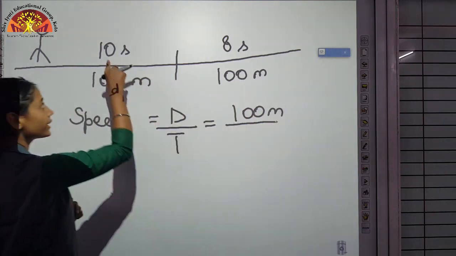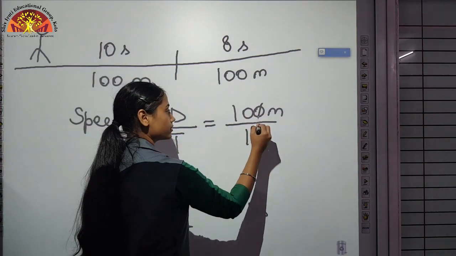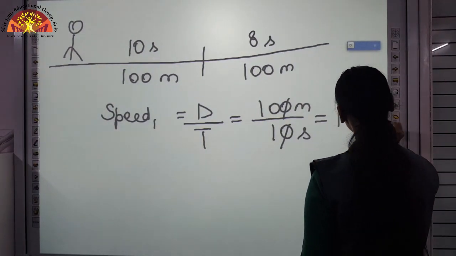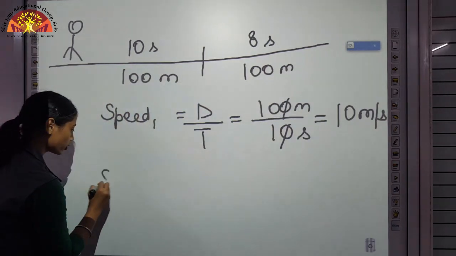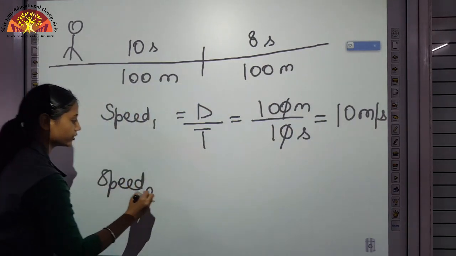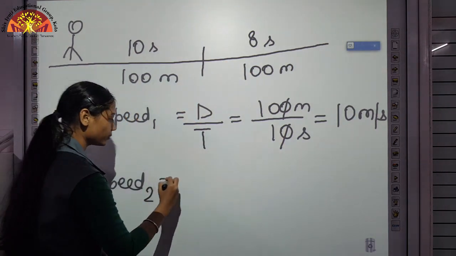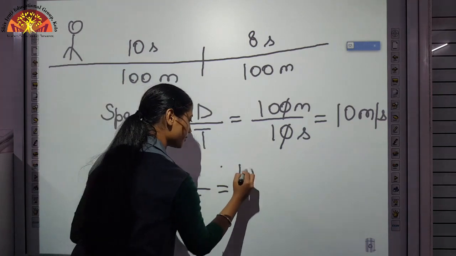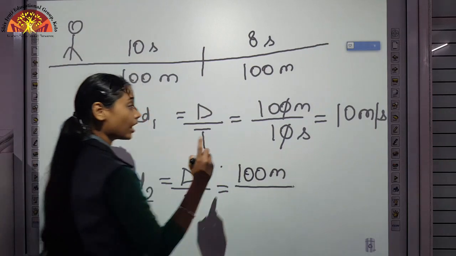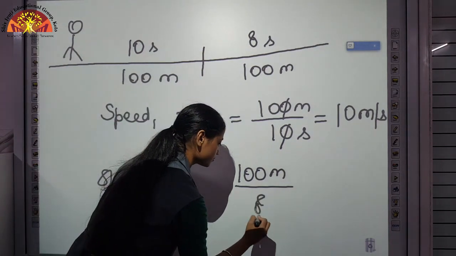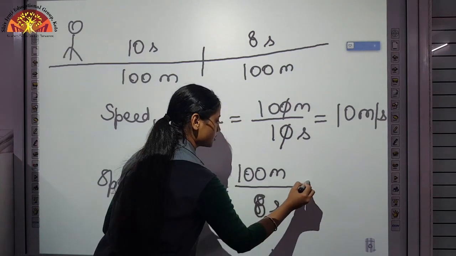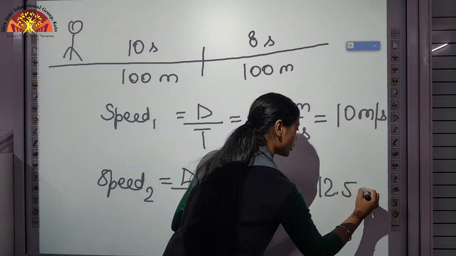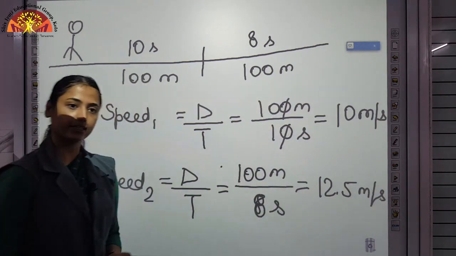In how much time? In 10 seconds. So, what will be the speed of this runner? 10 meter per second. Now, we will talk about second speed, means the speed of second part. Formula is same, distance upon time. Distance is again same, 100 meter. Now, time is 8 seconds. So, you will divide these values. So, our speed will be 12.5 meter per second. Understood?